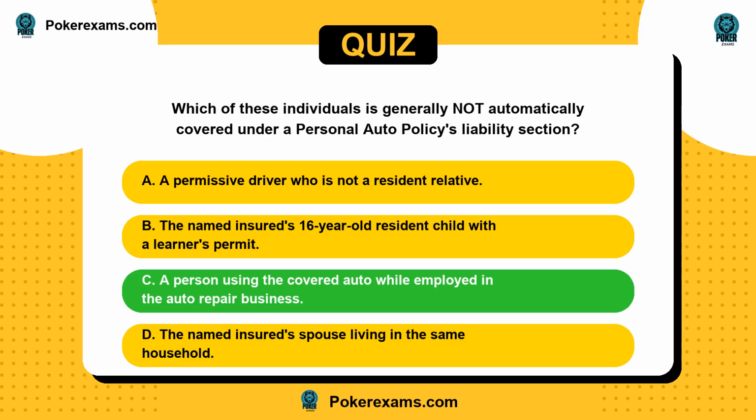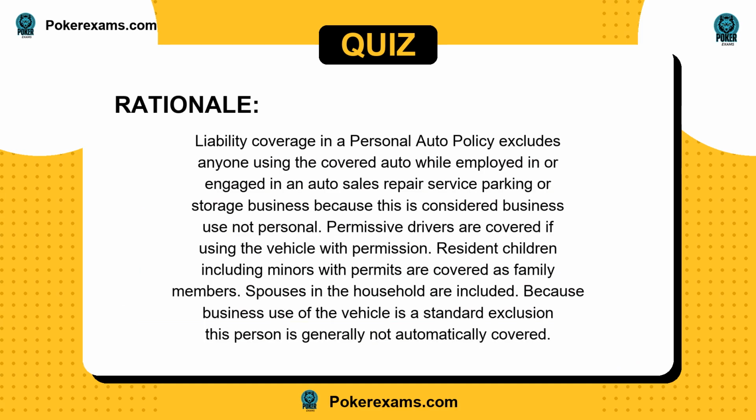The answer is C. Liability coverage in a personal auto policy excludes anyone using the covered auto while employed in or engaged in an auto sales, repair, service, parking, or storage business, because this is considered business use, not personal. Permissive drivers are covered if using the vehicle with permission. Resident children, including minors with permits, are covered as family members. Spouses in the household are included. Because business use of the vehicle is a standard exclusion, this person is generally not automatically covered.